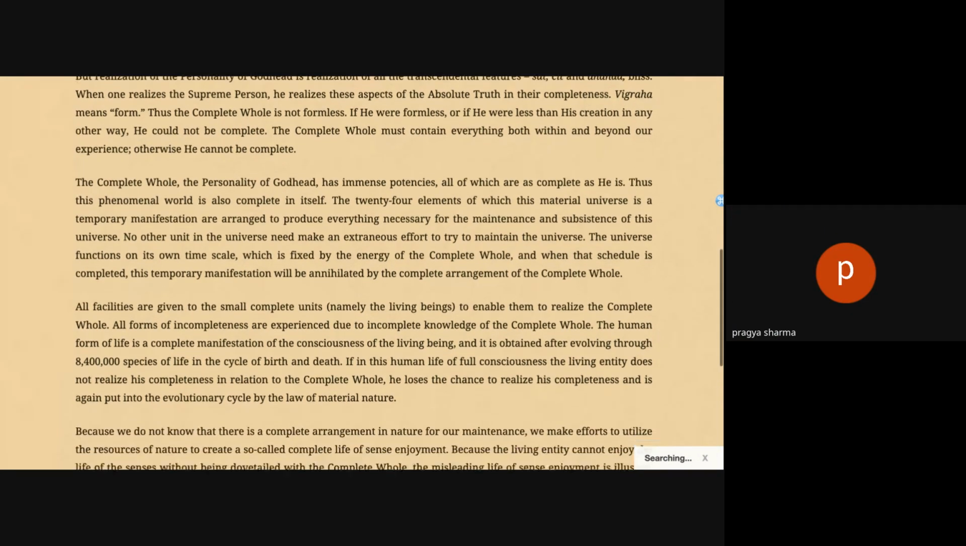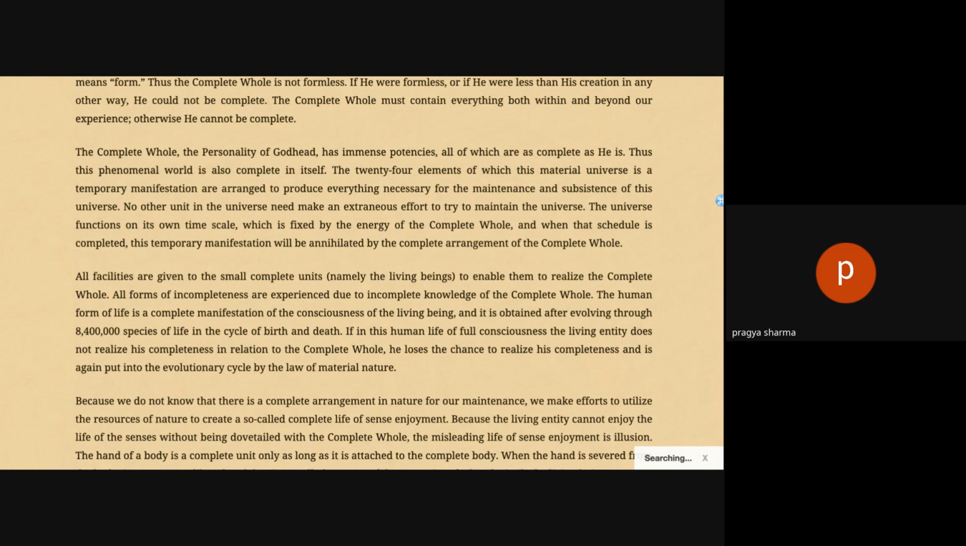The complete whole, the personality of Godhead, has immense potencies, all of which are as complete as He is. Thus, this phenomenal world is also complete in itself. The 24 elements of which this material universe is a temporary manifestation are arranged to produce everything necessary for the maintenance and subsistence of this universe. No other unit in the universe need make an extraneous effort to try to maintain the universe. The universe functions on its own time scale, which is fixed by the energy of the complete whole. And when that schedule is completed, this temporary manifestation will be annihilated by the complete arrangement of the complete whole.